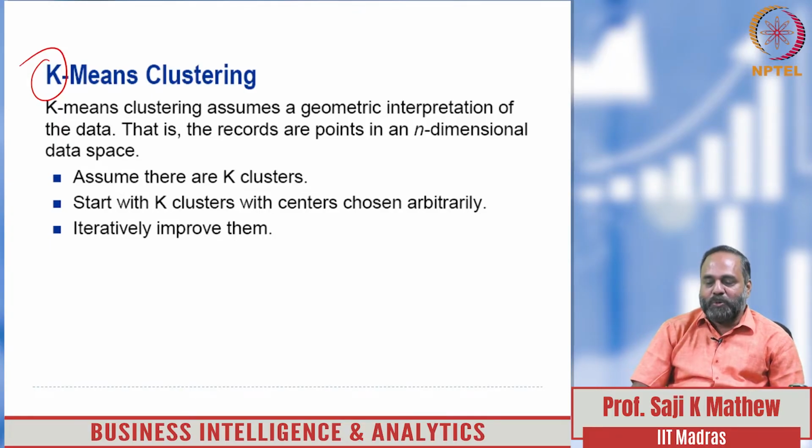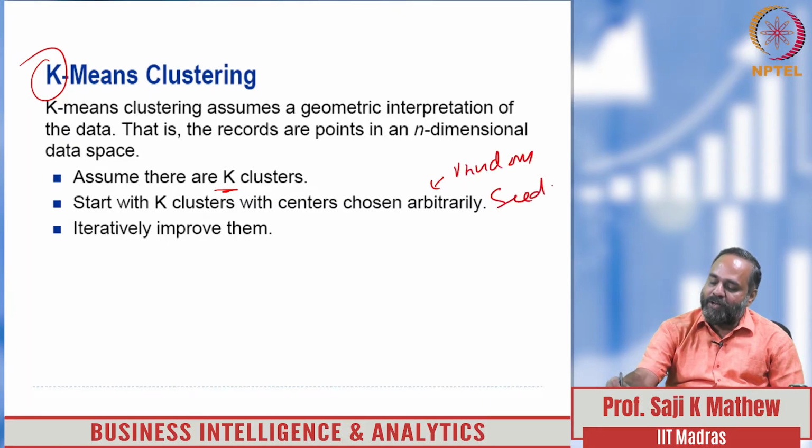So, you can keep speculating. K should be 3, 4, 5, 6, 7, 8, 9, 10, but that is not fair, right? There has to be some method to calculate or to estimate the number of clusters. So, we will see that. But assume there are K clusters. Start with K clusters with centers chosen arbitrarily.